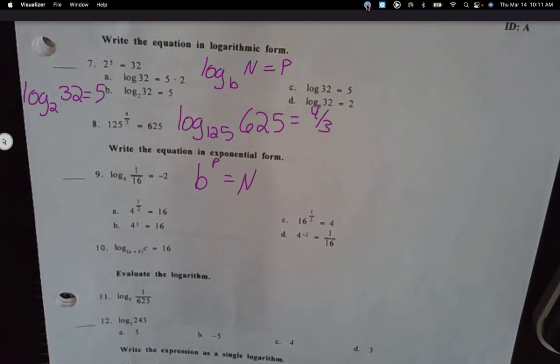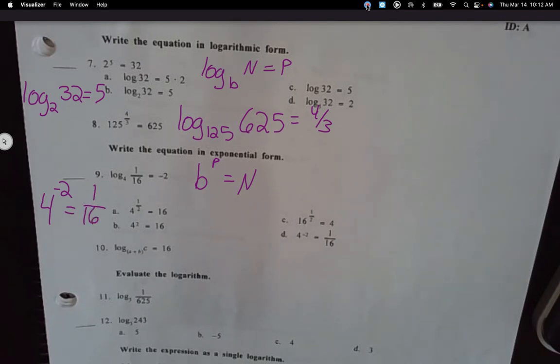Are we ready for the next one? On the next one, some of these aren't the same. It is number 9. Okay, so number 9, we take our base to our power equals our number. So what's my base on number 9? 4. What's my exponent? -2, and it equals my number.